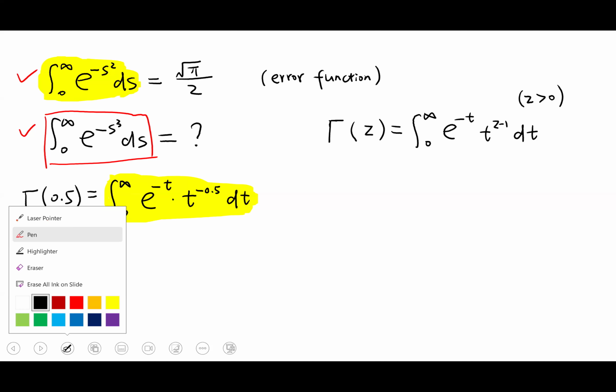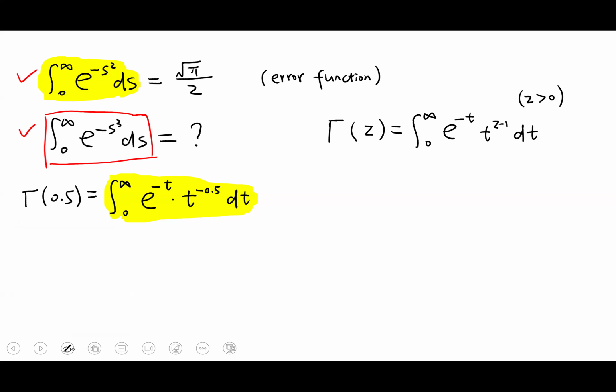So you can see here, we have two parts. One is like t to the power of negative 0.5, and then another one is like e to the power of negative t, okay? So we can do a substitution. Let's define t, substitute as u squared. If we define this, what we got is dt would equal to 2u du, right? 2u du.